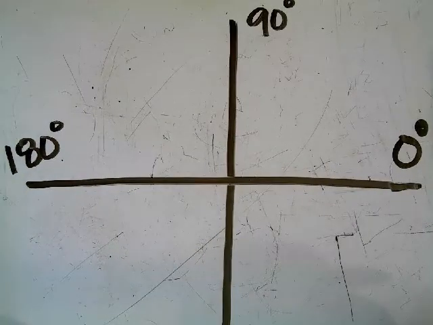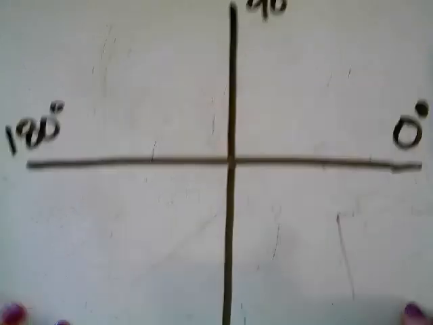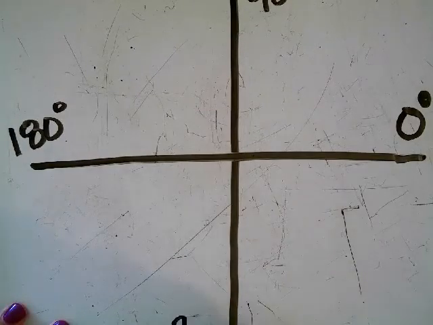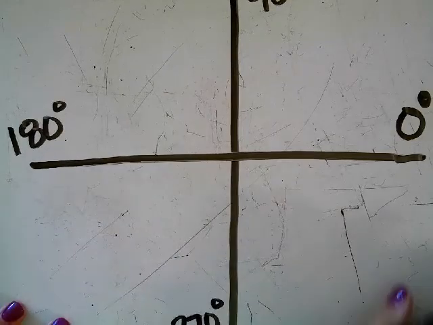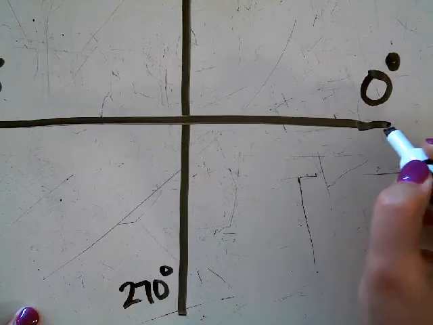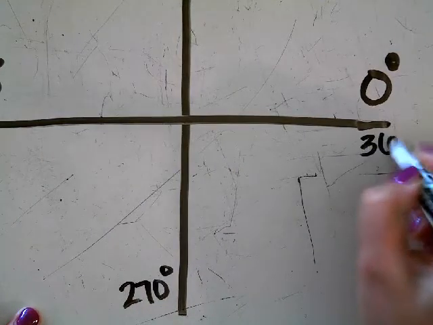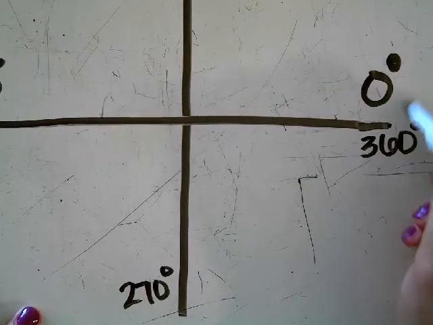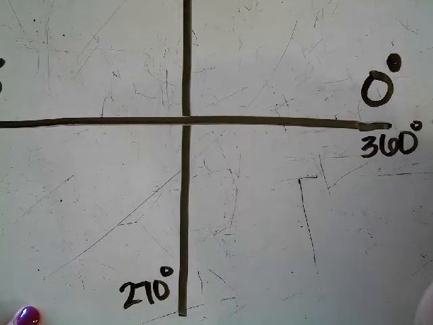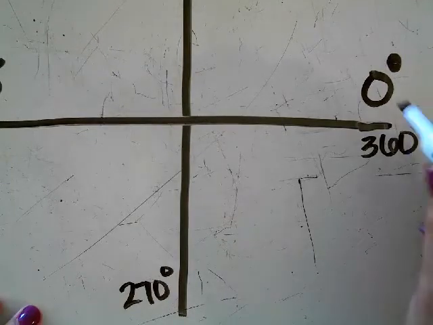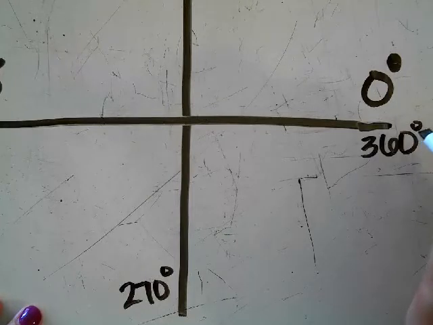From 180, if I go another 90 degrees, what do I get to? 270. So 270 is down here. And then if I have gone a complete circle, how far have I gone? 360. So 0 degrees and 360 degrees are completely different things, but technically they're in the exact same spot. The name for 2 angles in the exact same spot is coterminal angles. Coterminal angles.